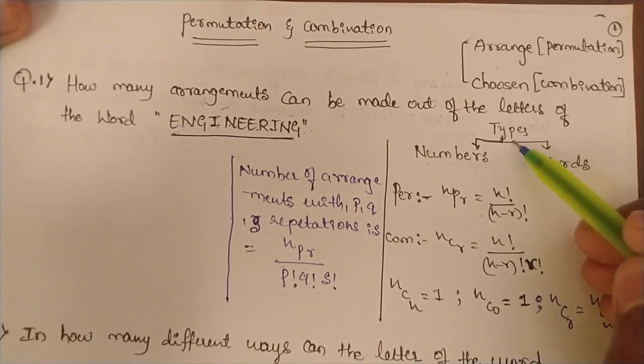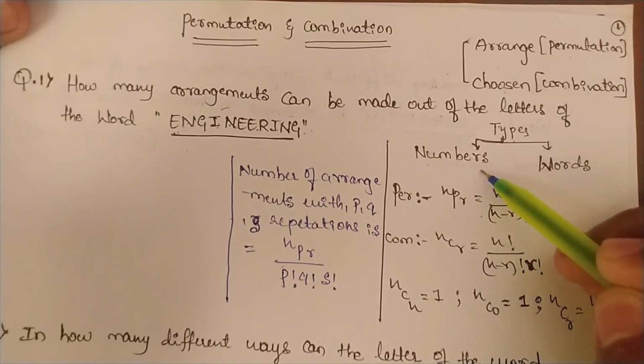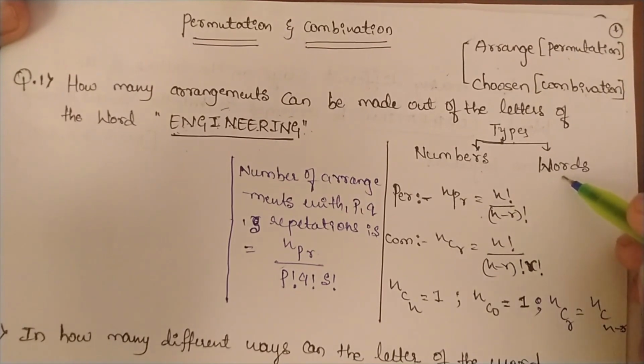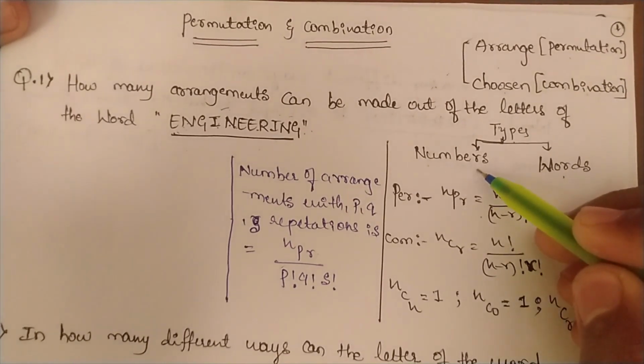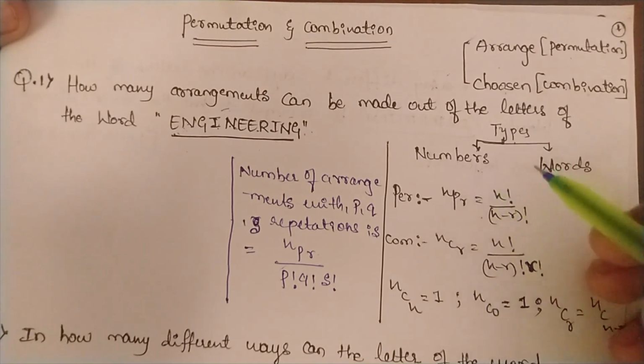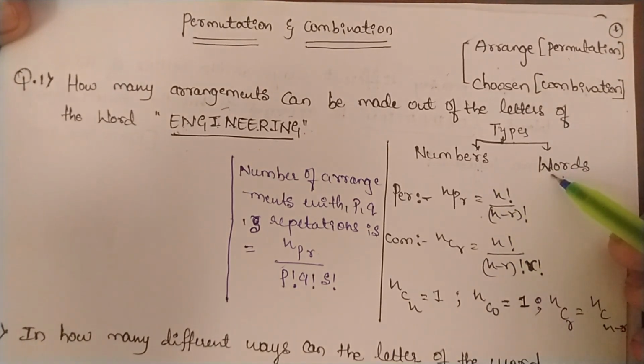There are two types of problems on this. One is related to numbers, and one is related to words. On numbers you can get repetitions or non-repetitions, together or non-together, like that. In the words you will get problems on consonants, vowels, together of two consonants, together in all the vowels, or position related questions.